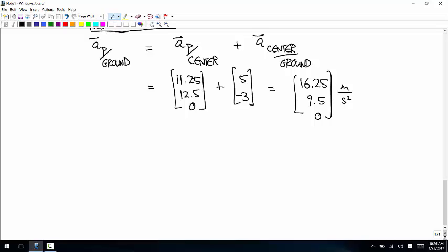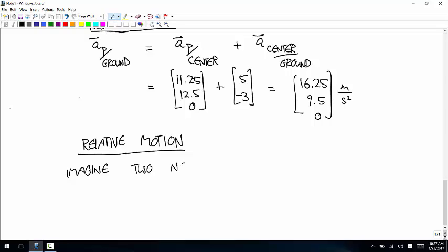All right, well, let's talk about relative motion. Relative motion, the idea is that we're talking about tracking motion in two different coordinate systems. So imagine two non-rotating coordinate systems with the same axis orientations.